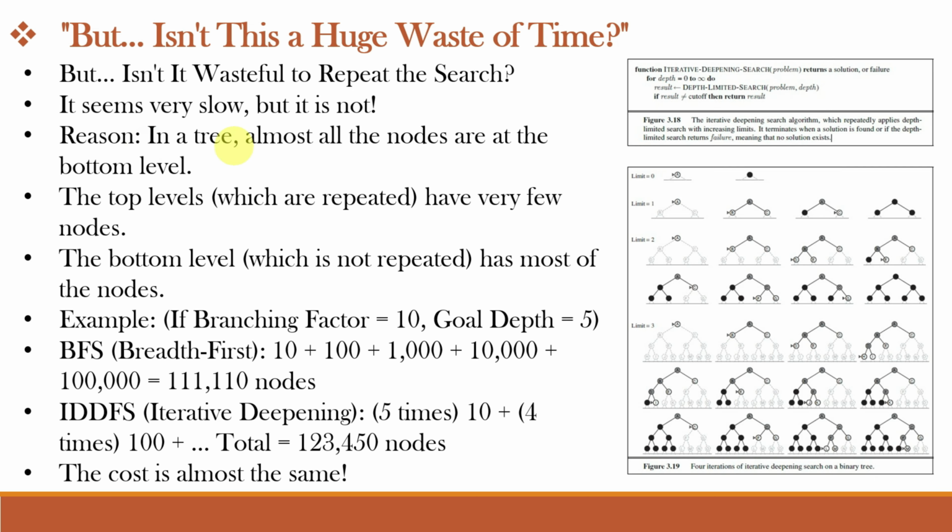The reason is simple. In a large tree, almost all the work is at the very bottom level. Look at this example. Say, for example, every node has 10 children and the goal is at depth 5. Then BFS would explore about 111,110 nodes, and IDDFS, which repeats the top levels, would explore about 123,450 nodes. So the cost is almost the same. It is not a problem to repeat the search for top levels like 10 nodes, 100 nodes, etc. because that work is so small compared to the real work at the bottom level, which is about 100,000 nodes, which we only do once.